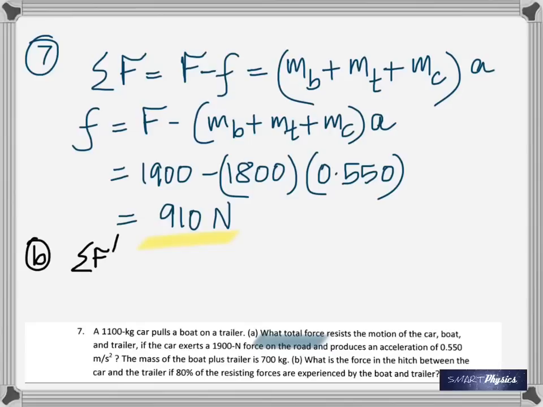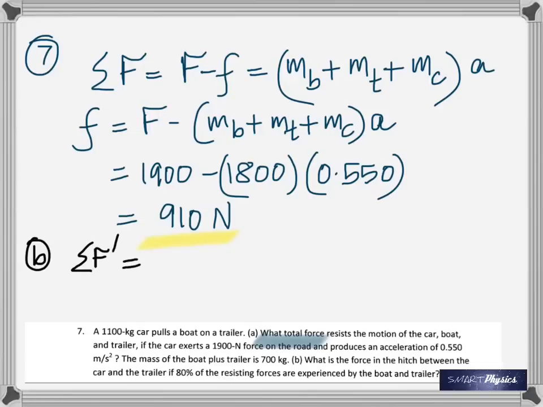910 is the total resisting force, right? So what is 80% of that? How do you find that, Christopher? You just go 910 times 80 divided by 100. Are you with me? That is going to be the 80%.